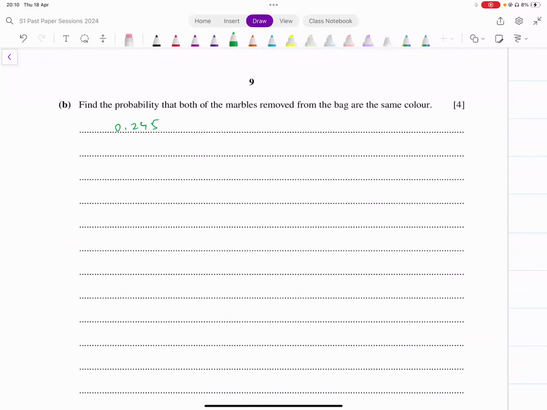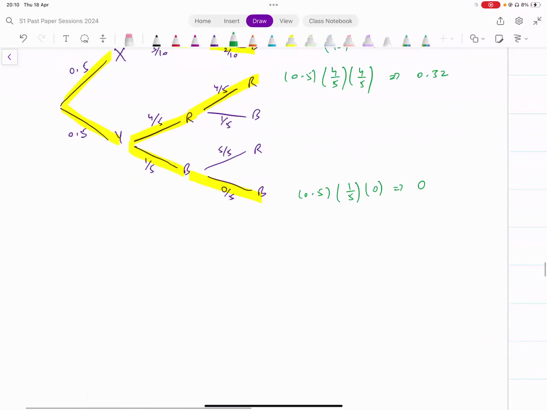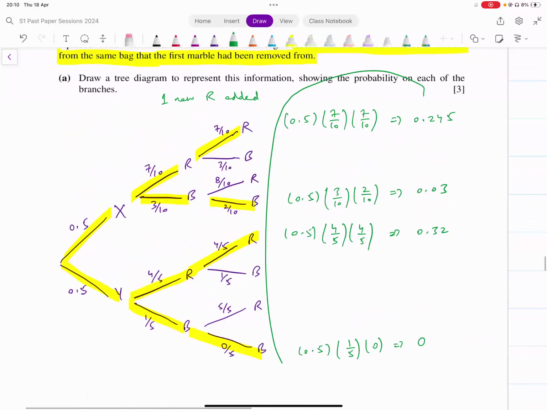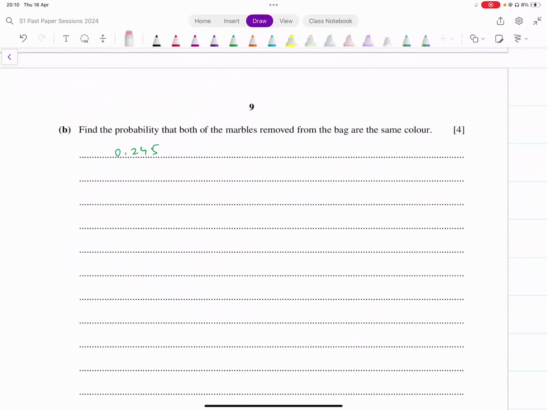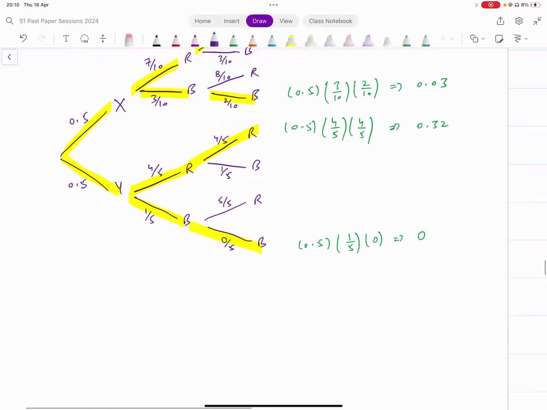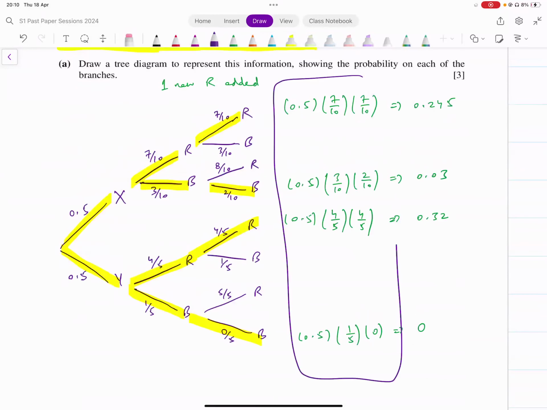You have done this calculation on the tree. You can either show this calculation there, or in this space. You have to show the calculation somewhere so that the examiner can check your working. It's a 4-mark question. You should not write the answer directly. You need to show this working somewhere, that you're multiplying this. Okay, this needs to be shown.